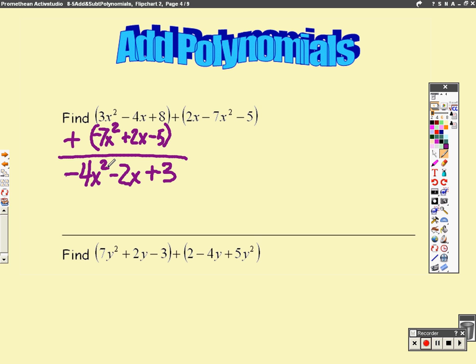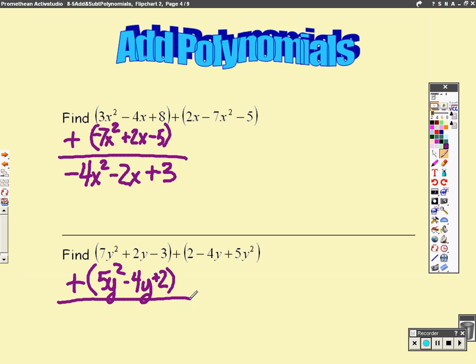Let's try another one. Here I'm adding 7y squared plus 2y minus 3 to 2 minus 4y plus 5y squared. And again, my columns are not going to be aligned correctly unless I rewrite the second polynomial in descending order. So I have 5y squared minus 4y. Remember that the sign that's in front of the term goes with it, plus 2.